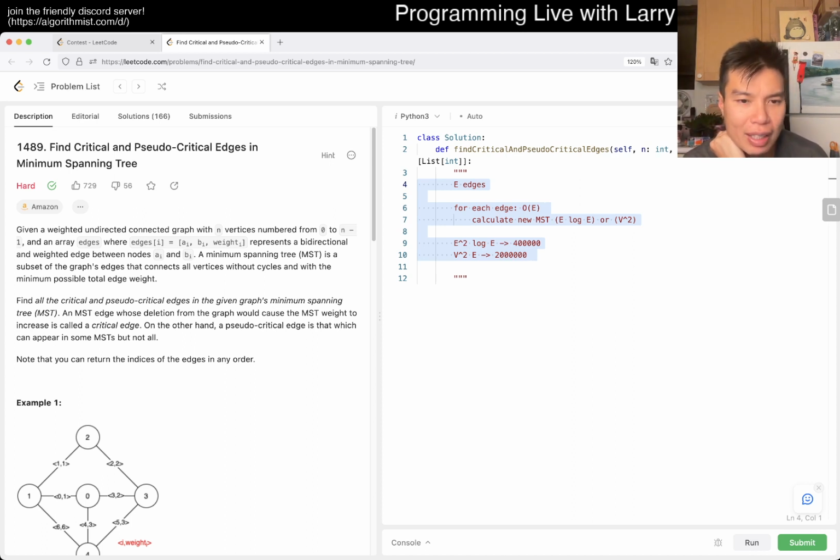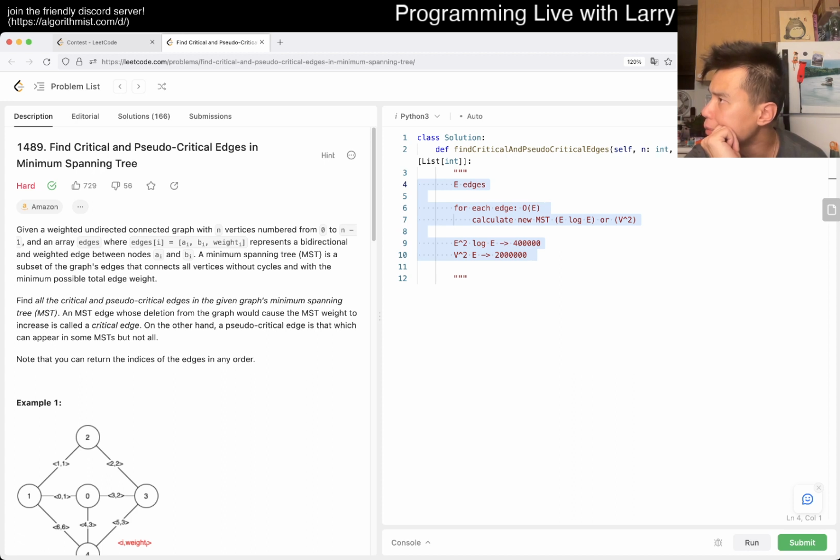A pseudo-critical edge can appear in some MST but not all. What does that mean? That's odd phrasing. I mean, it just means that if you remove the edge, it does not change the MST, right? Yeah, I think that's it.